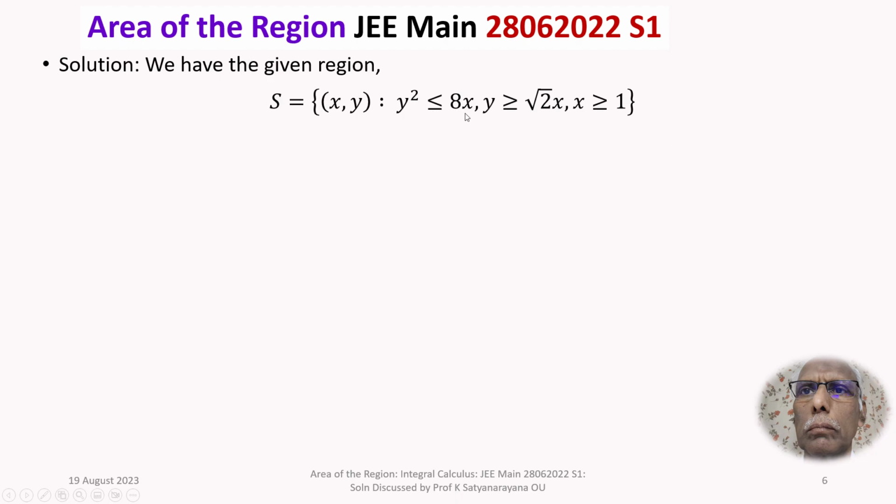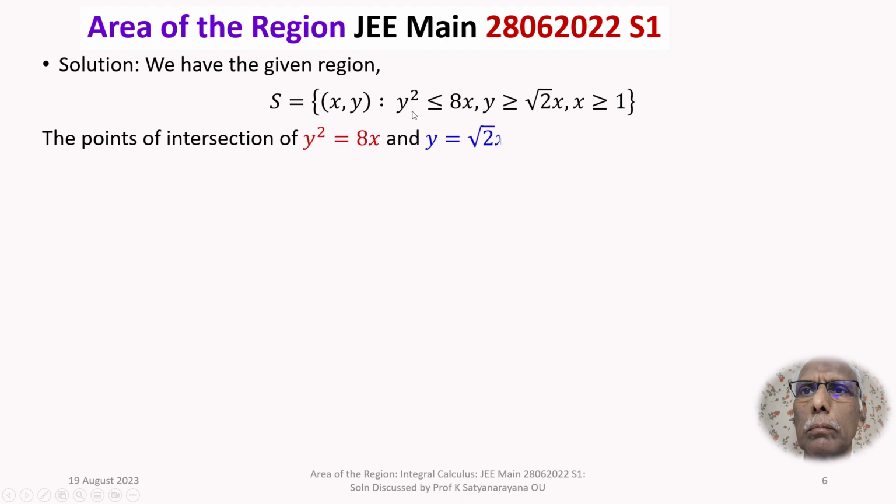Y square less than or equal to 8x is the interior of the parabola. It is a parabola opening rightward, and y greater than or equal to root 2x. It is a straight line passing through the origin. And x greater than or equal to 1, it is the portion that lies to the right of the straight line x is equal to 1. The common portion for these three is the region S. Required to find the area of the region S.